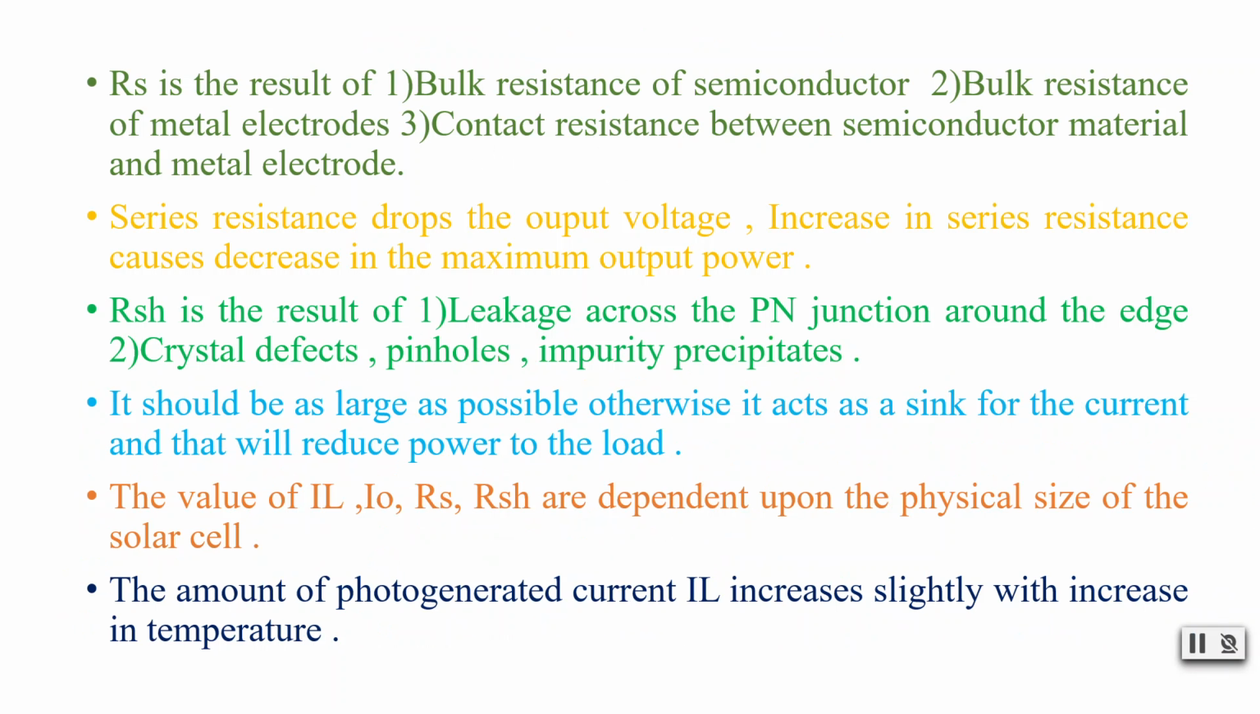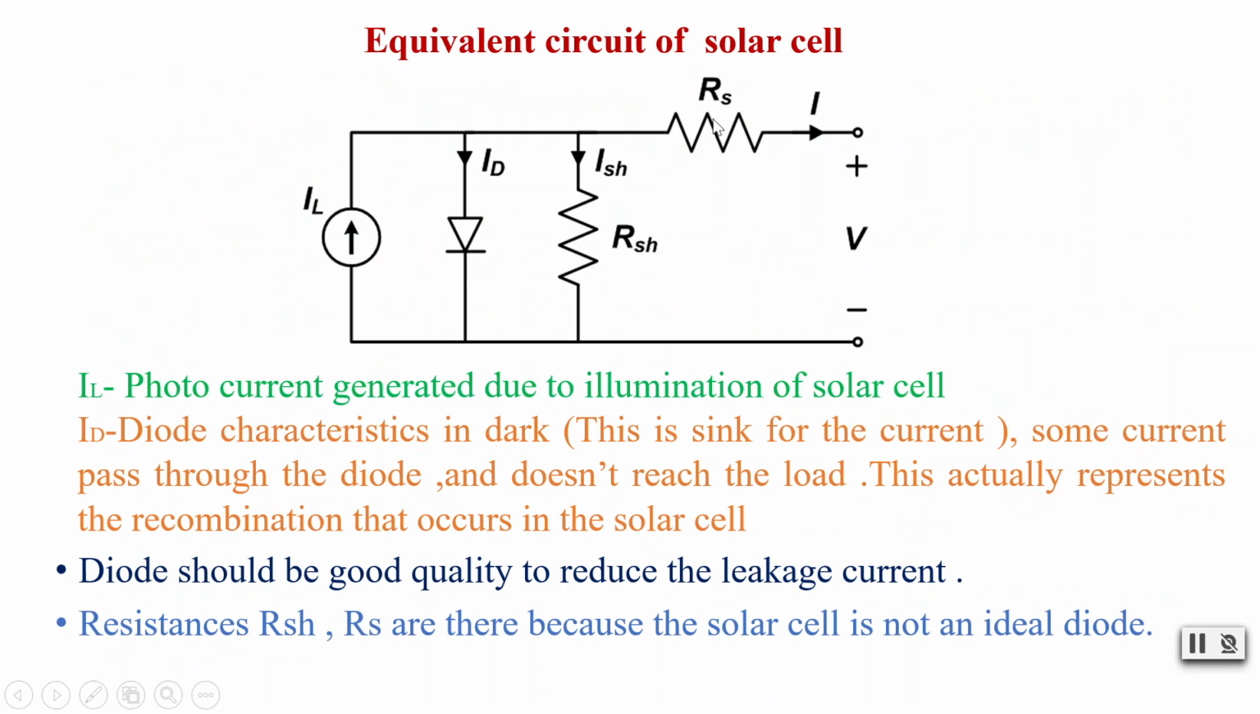To take current and power from the solar cell, we connect metal electrodes to the P and N type materials. These metal electrodes also have resistance which adds to the series resistance, and also there is a contact resistance between the semiconductor material and the metal electrode. All these resistances we combinedly represent as RS. And next we have shunt resistance RSH.